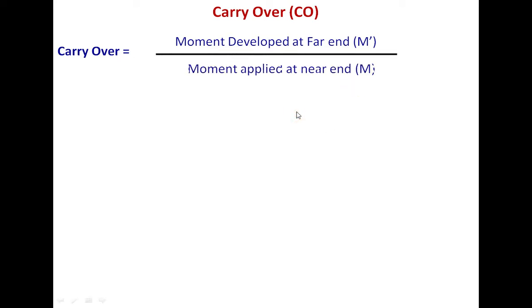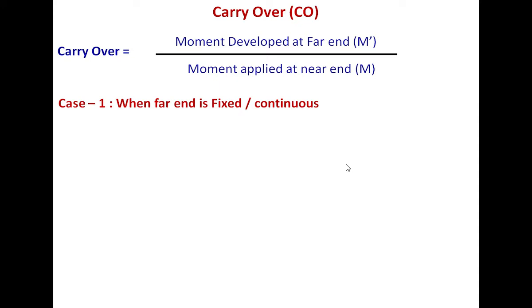We will now consider the very important concept of carryover. Carryover by definition is the ratio of the moment developed at the far end, let's say M dash, to the moment applied at the near end, let's say M.